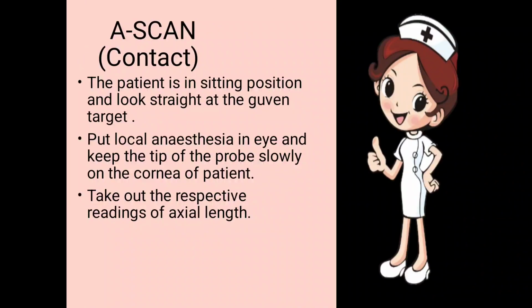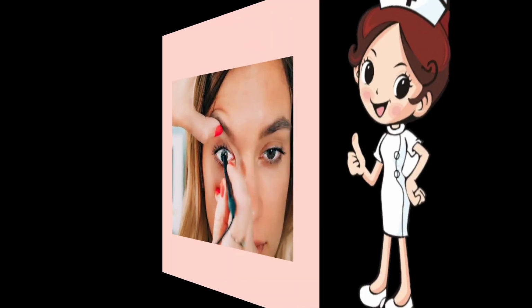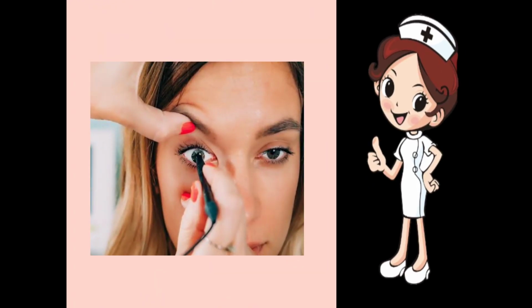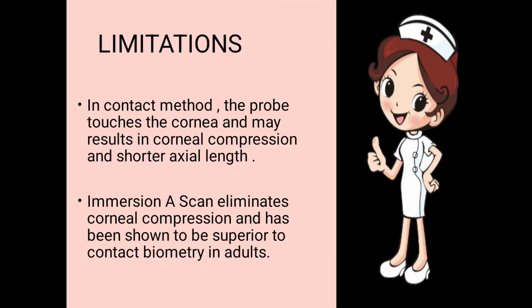Put local anesthesia in the eye and keep the tip of the probe slowly on the cornea of the patient. Put one drop of anesthetic inside the patient's eye and one drop at the probe, and give the target to the patient, and slowly we will introduce the probe and touch the cornea of the patient with the probe. As the patient looks in the straight position, the readings will come.